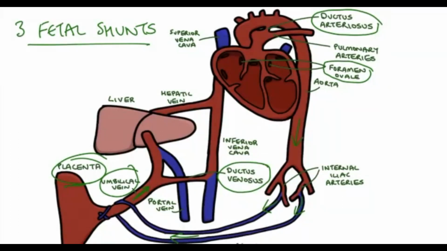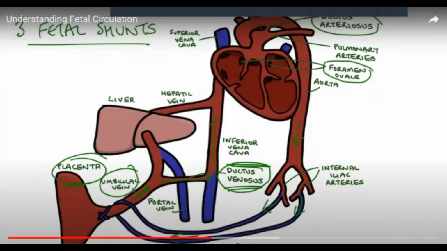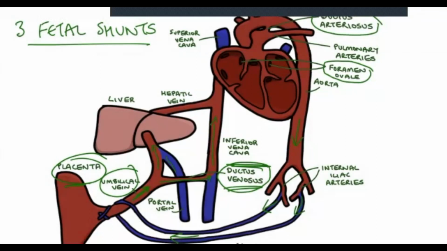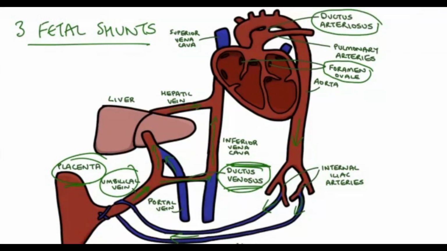Now 20 to 30% of that blood goes through a shunt called the ductus venosus, which is here. And 20 to 30% of that blood joins the inferior vena cava directly. So all that lovely oxygenated blood goes straight up the inferior vena cava into the right side of the heart. Now the 70 to 80% of the rest of the blood joins with the portal vein going into the liver, and then once it's been through the liver, it comes out of the hepatic vein and also joins the inferior vena cava.